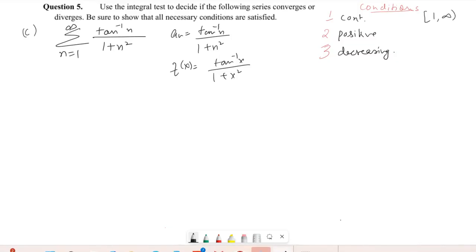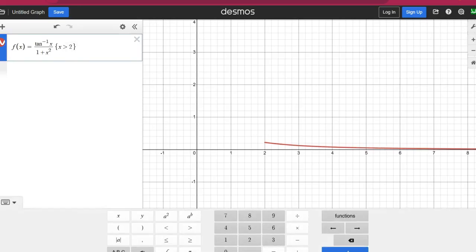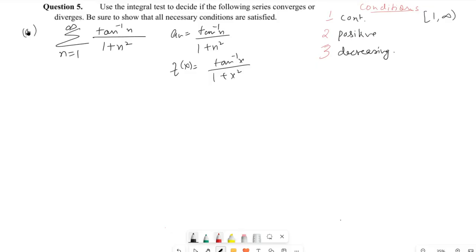So what I did is I drew the graph on Desmos. You guys notice the graph is decreasing. It's staying above the x-axis, so it's positive. I drew it after 2; you can draw it before 1 also. So you guys notice the graph after 1 is a continuous decreasing graph and it's not breaking anywhere. Also, it is positive, right? So all those conditions are verified easily using the graph. Therefore, I can apply the integral test.